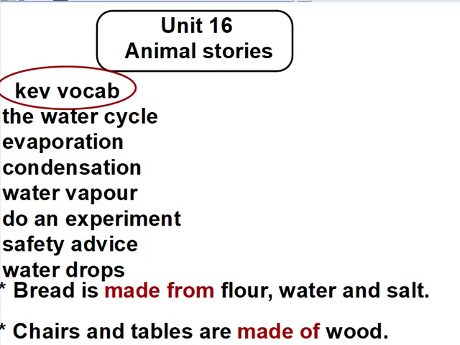Number 6, safety advice. The scientists give us some safety advice to follow inside labs while doing experiments. We have the word water drops. The drops that can fall when you do an experiment, or the drops of the raindrops. We also have the phrase: bread is made from flour and water and salt. Made from. But we say made of, like chairs and tables are made of wood.